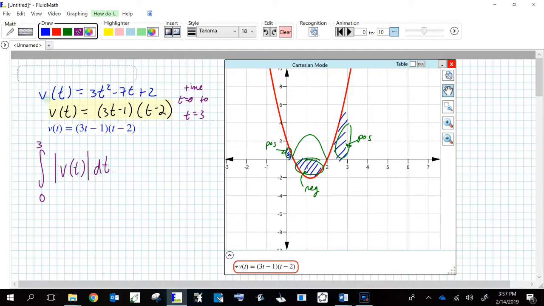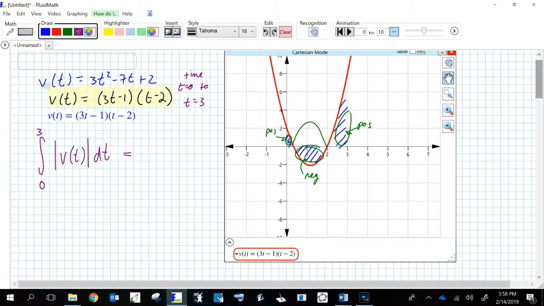And very often this is a calculator active question, these particle motion problems, so you'll be able to just enter this right in the calculator and get the answer. And it'll be in decimal form, and that'll be fine. WebAssign, though, doesn't really like it. So for that reason, you have to split this up into some different integrals.